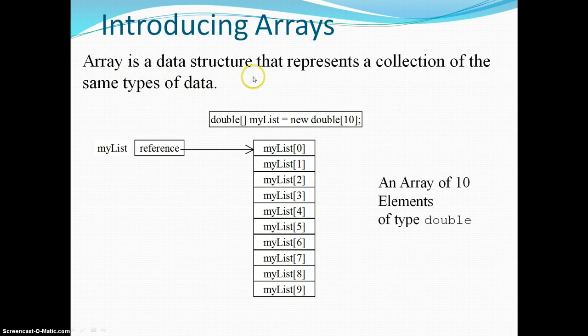Array is a data structure that represents a collection of same data types. As you can see in the figure, it represents multiple elements in a single list, which is referred to as an array.